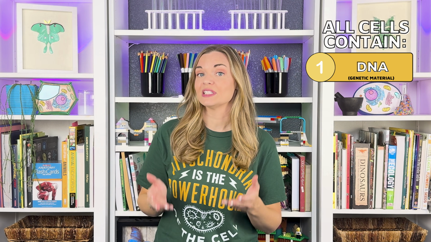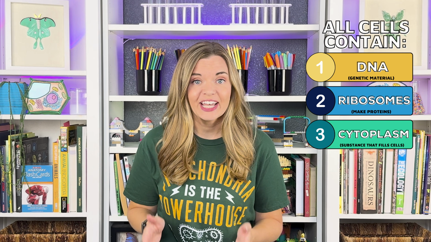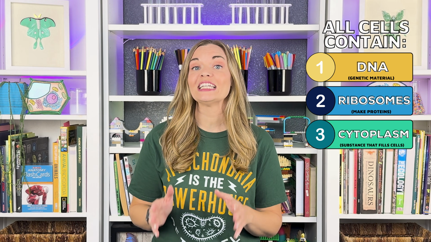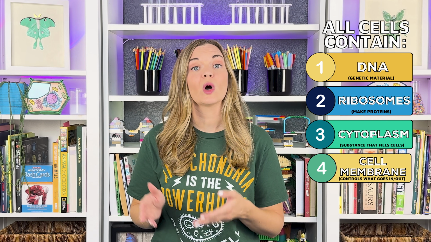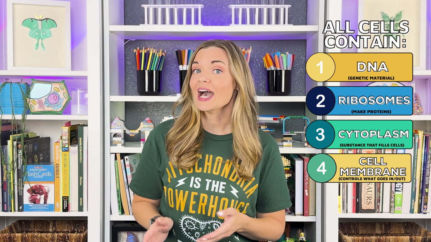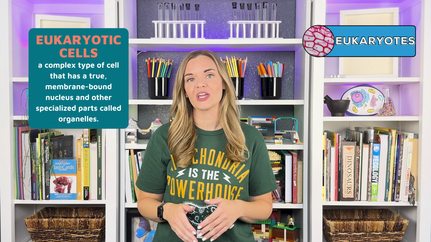All cells, both prokaryotic and eukaryotic, share these four things: they have DNA, or genetic material; contain ribosomes, which make proteins; contain cytoplasm, the jelly-like fluid inside cells; and have a cell membrane, which controls what comes in and what goes out of cells. Eukaryotic cells are more complex than prokaryotic cells.